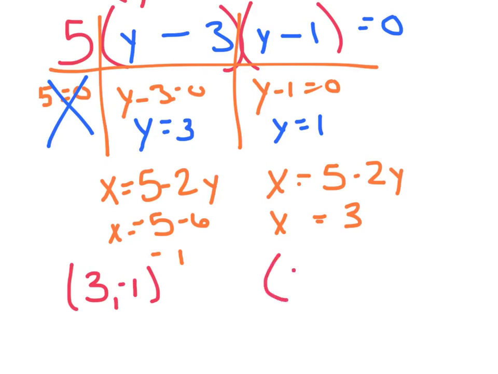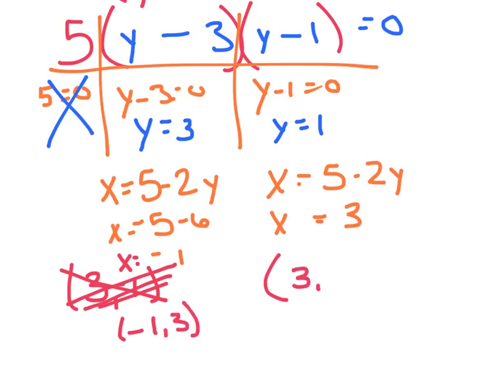Oh boy, did you catch my mistake here? Hopefully you did. I apologize for that. I got to put that x value first. So this is negative 1 comma 3, and this one should be 3 comma 1. All right, so even I fall for that once in a while, so let's just be careful. Make sure the x comes first, then the y.